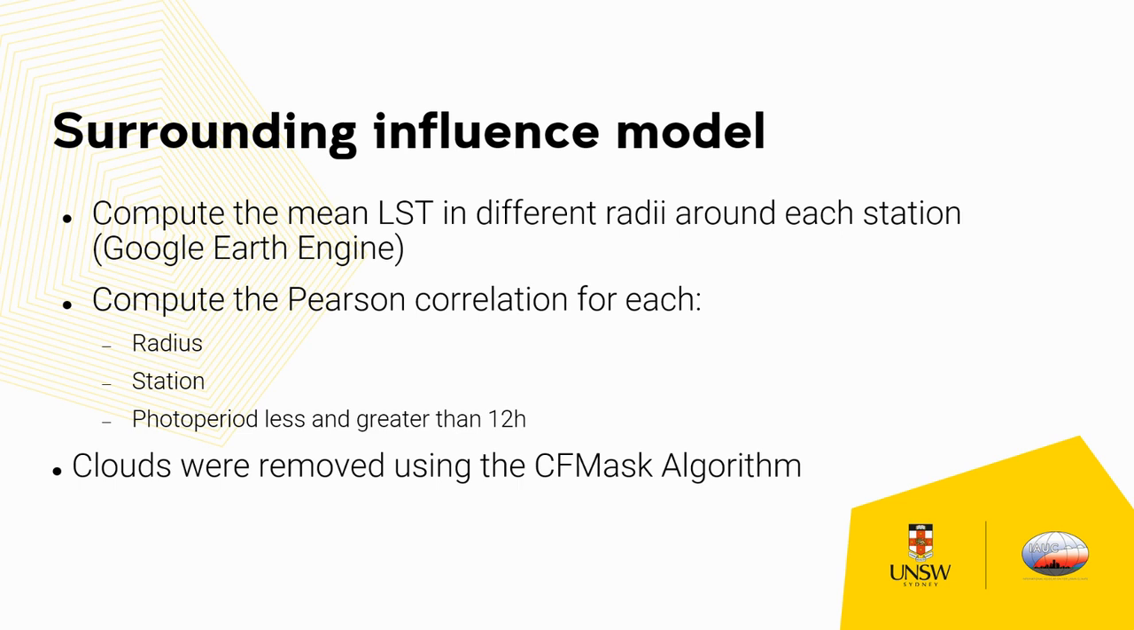And to estimate how they would be, I computed the mean land surface temperature in different circumferences around the stations. And then I computed the Pearson correlation for each radius, each station, and for a photoperiod less and greater than 12 hours. The photoperiod is the time the sun stays above the horizon during the day, and it is greater than 12 hours when it is summer and spring, and less than 12 hours when it is winter and autumn, independent of the hemisphere. And clouds were removed using the CFMask algorithm.